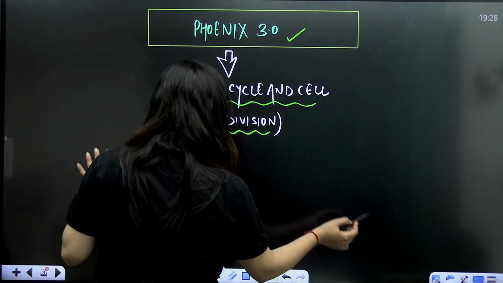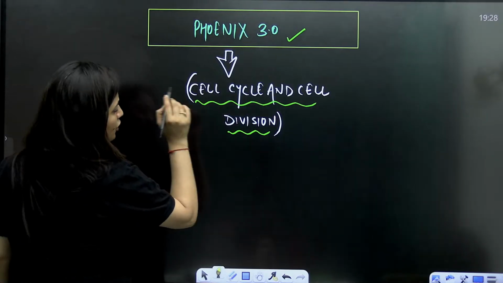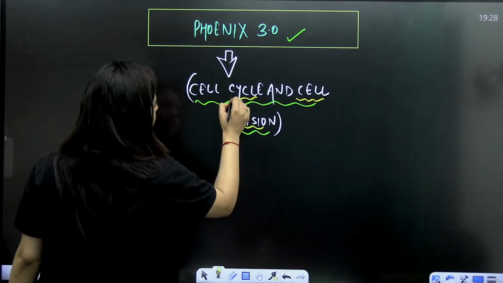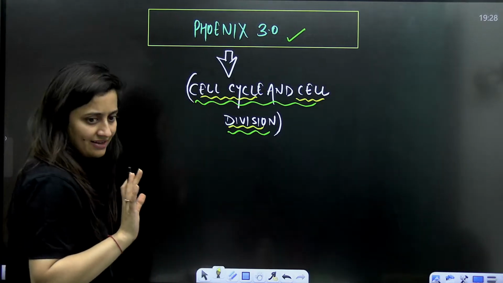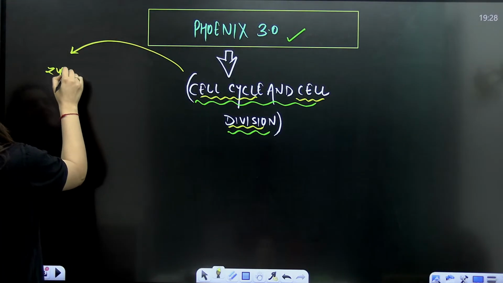Now the topic is cell cycle and cell division. What is the name of the topic? Cell cycle and cell division. Of course, here we need to discuss the things regarding cell division. We will talk about the cell cycle. Of course, this is something that we have to do. Now, before starting it, I'll start from something known as zygote.